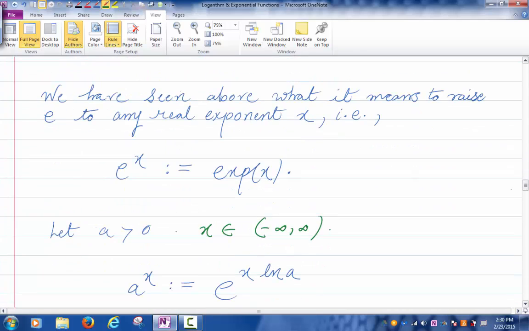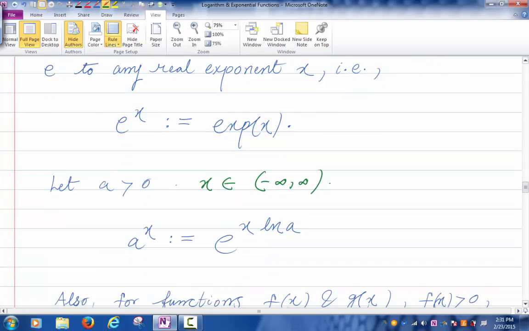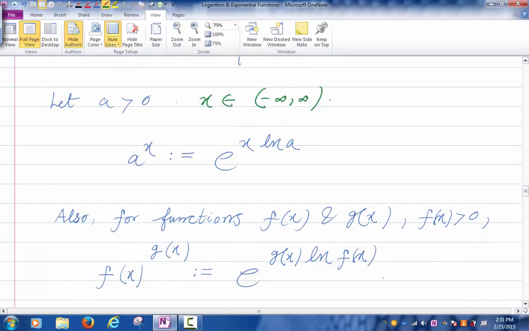Alright. So we have seen above that e to the x means exp of x. The meaning of e to the x is exp of x for any real exponent x. But now I want to talk about what it means to raise any number a to a real exponent x. I have a meaning for a to the x when x is rational, for any a. I have a meaning for e to the x for any real number x.